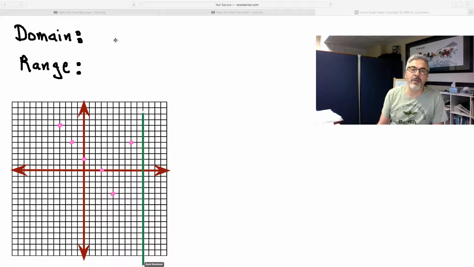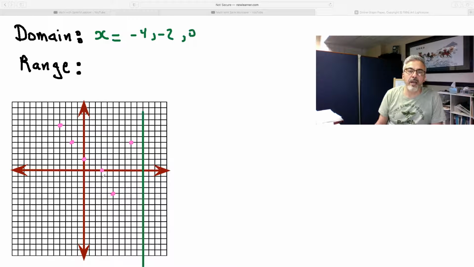So basically for this domain, all you need to tell me is where it beeped. So the domain here, x equals, it beeped at -4 and at -2, and it beeped at x equals 0 and at x equals 3, and it beeped at x equals 5, and it beeped at x equals 8. So this is your domain.